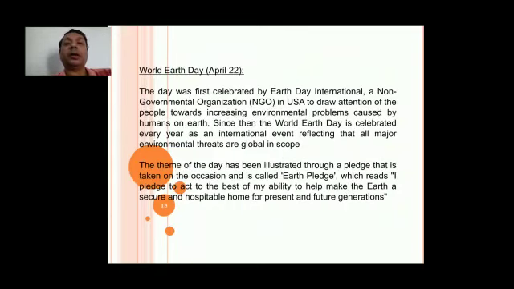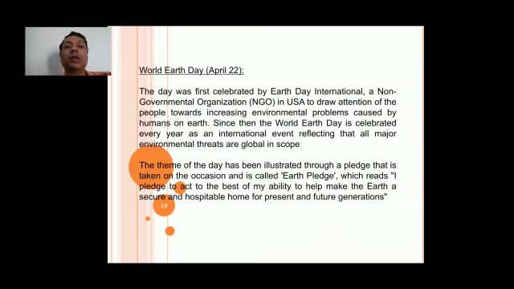World Earth Day. The day was first celebrated by Earth Day International, a non-government organization in the USA, to draw attention of the people towards increasing environmental problems caused by humans on the earth. Since then, World Earth Day is celebrated every year as an international event, reflecting that all major environmental threats are global in scope, and it is celebrated on April 22.